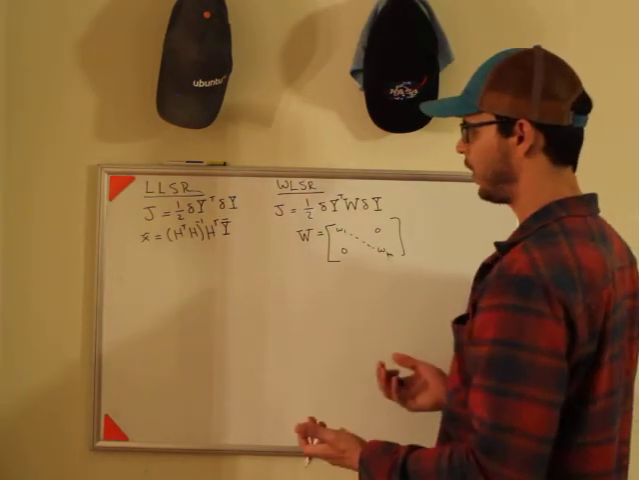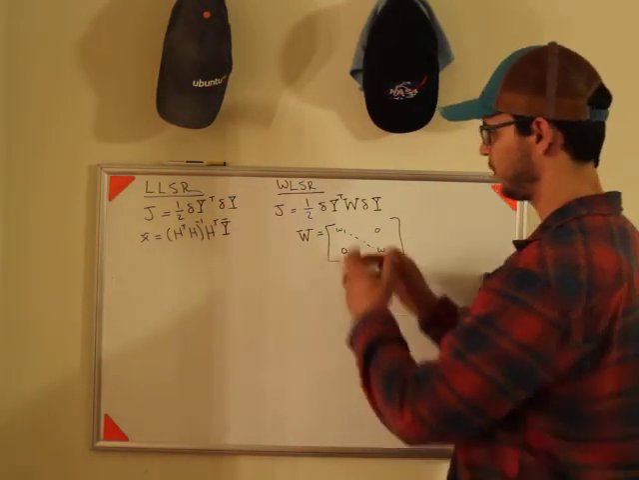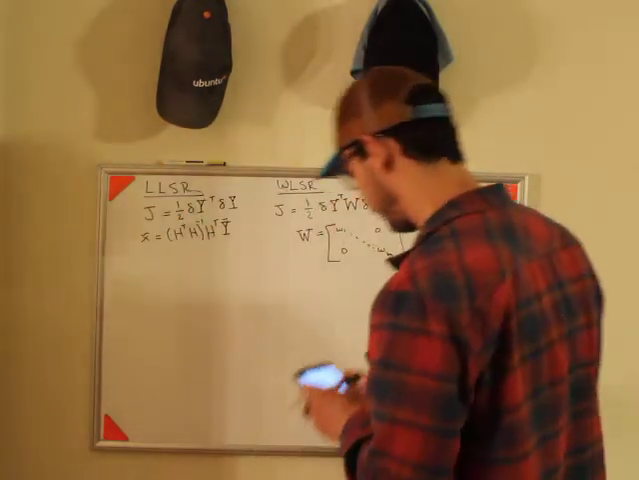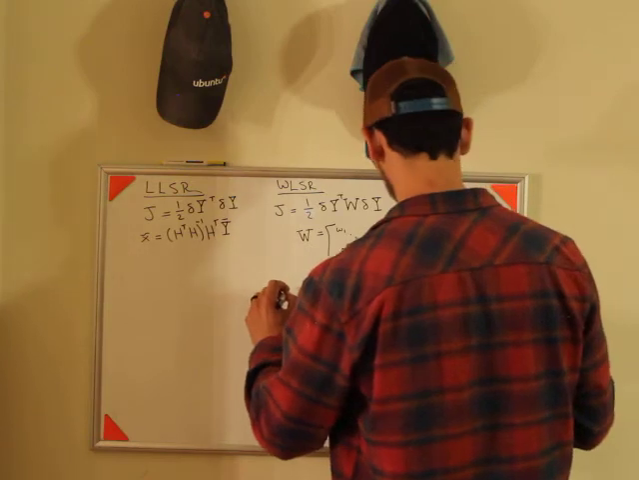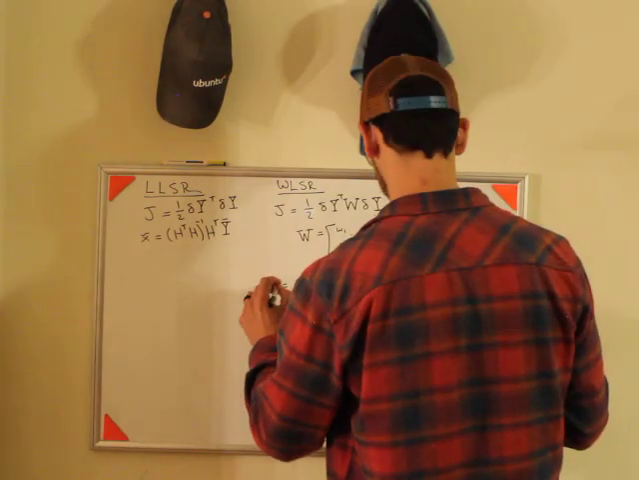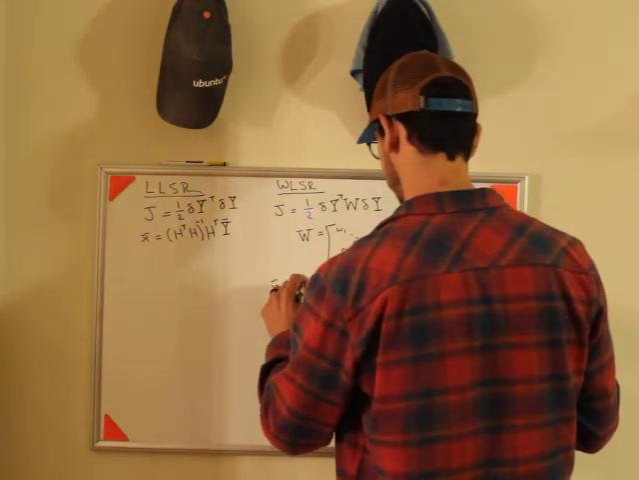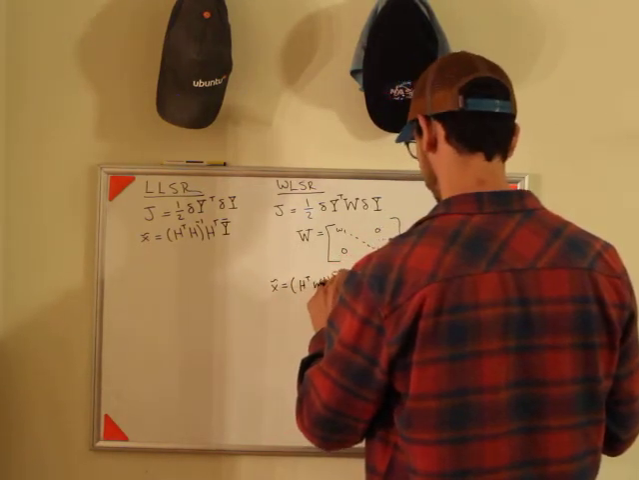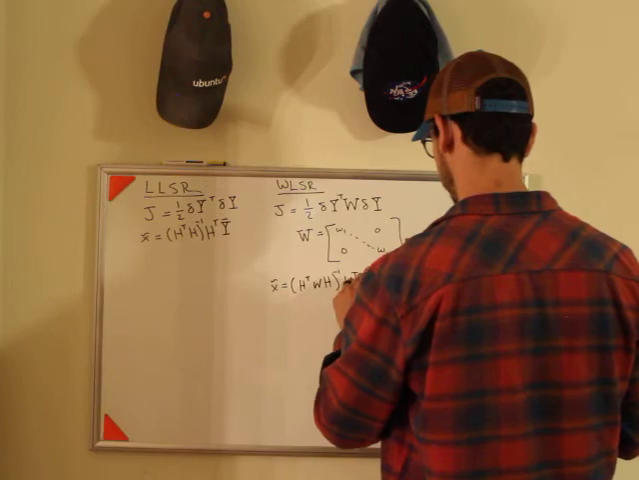The derivation is almost the same, and you basically just factor everything out, take a partial derivative, and just to spare you the derivation, what you end up getting is x tilde is h transpose W h inverse h transpose W y bar.